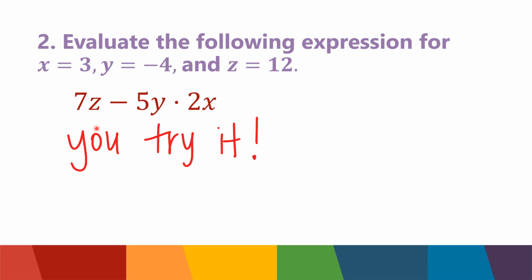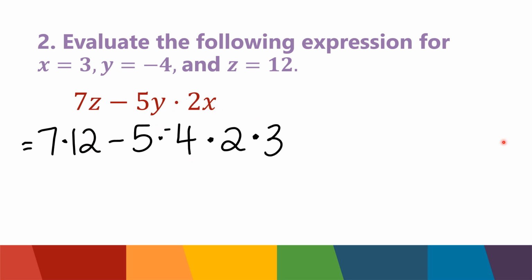Okay, so hopefully you have had time to pause the video and try this yourself. All right, so we're plugging in 7 times z, so that's 7 times 12, minus 5 times negative 4, times 2 times 3. 7 times 12 minus 5 times negative 4 times 2 times 3.